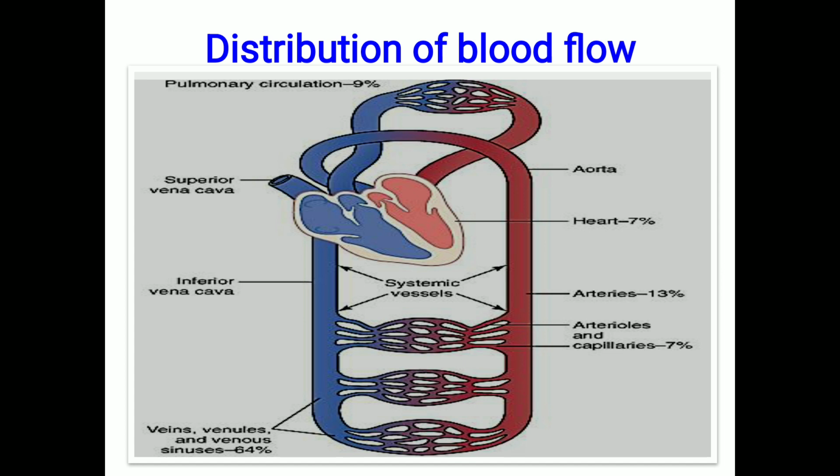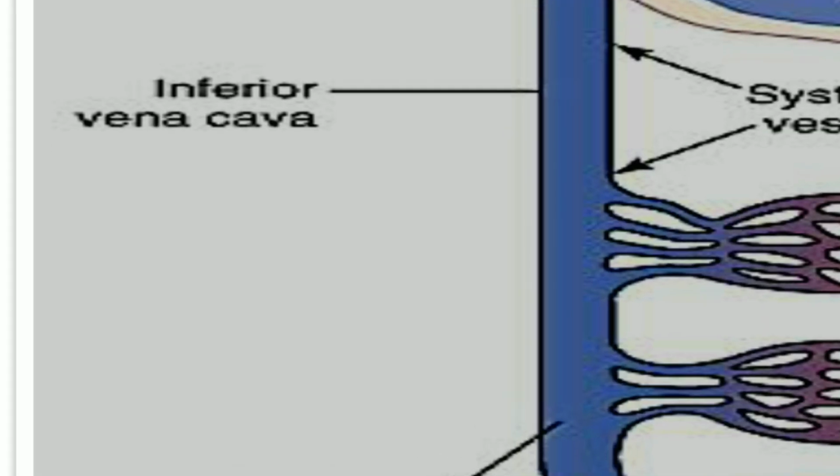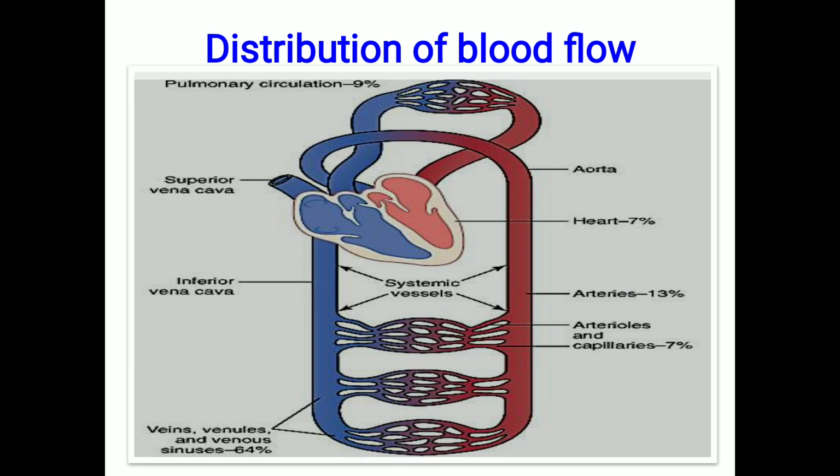So distribution of blood flow: you saw that at the heart 7% of blood is distributed. In veins and venules there is a maximum distribution. You can see here almost 64% is distributed. Arterioles and capillaries, 7% of blood is distributed.